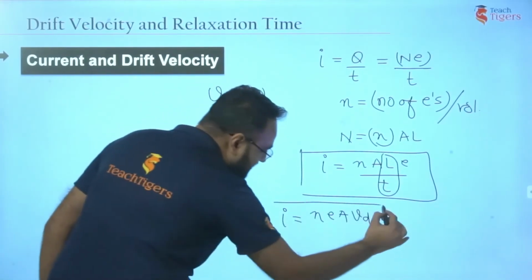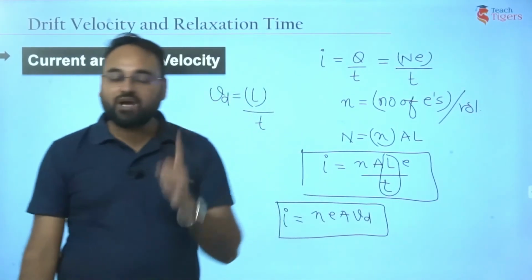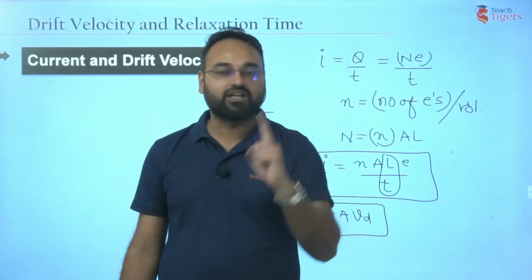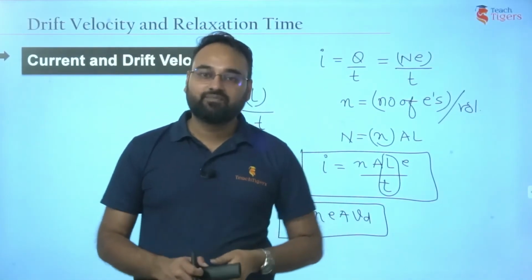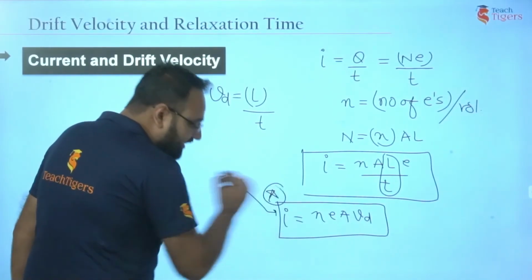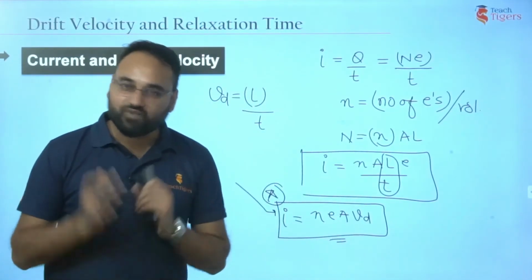Now, this is the expression which you have to remember. The first expression you have to remember is VD is equal to eE tau by m. That is one. The second expression you have to remember is I is equal to NEA VD. We are going to use it at a number of places. This is very important, right? You must remember this expression, I is equal to NEA VD.